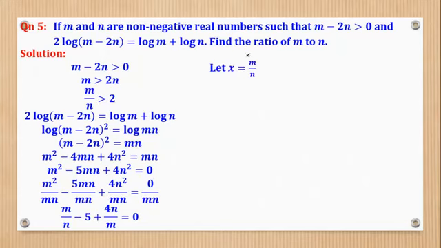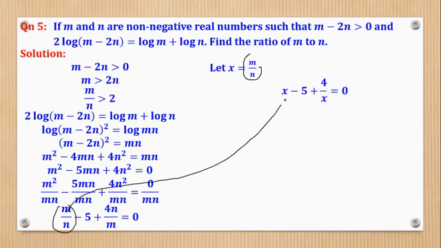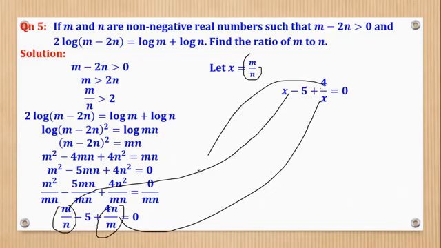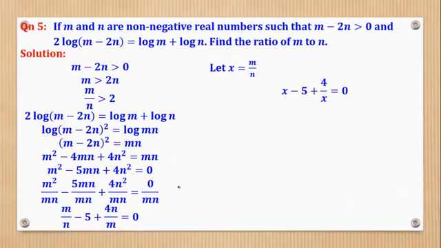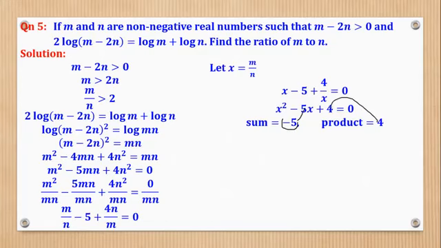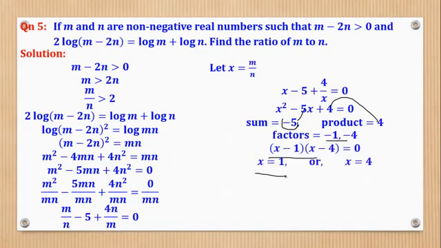So let m over n be x, meaning that this one will become x. But this is the reciprocal, therefore I also replace with the reciprocal, which is 1 over x. Now this 4 comes from here. I think you see here there is a 4 times n over m. Then I can multiply throughout by x to get a quadratic and solve it to get the two values of x. So factors whose sum is negative 5 and product is positive 4 are negative 1, negative 4. Therefore, the factors are those and the values of x are those.